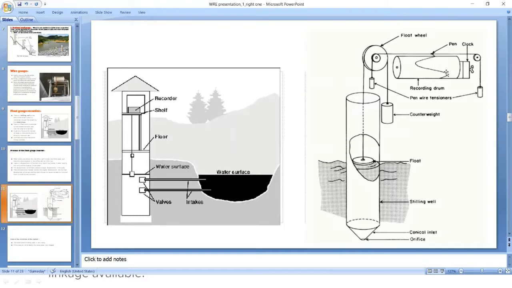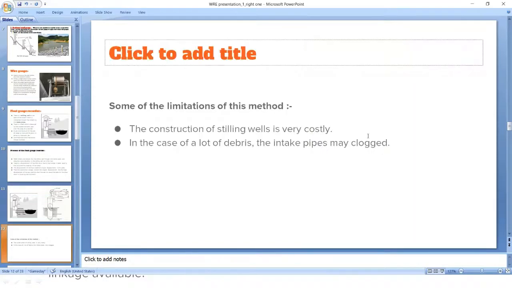And this clockwork mechanism runs the recorder for a day or week and gives a continuous plot of stage versus time. Another important thing is that these stilling wells are used to protect the float from debris and reduce the water surface wave effect on the recorder. Now these are some of the limitations of this method: the construction of stilling wells is very costly, and in case of big debris, the intake pipes may be clogged.